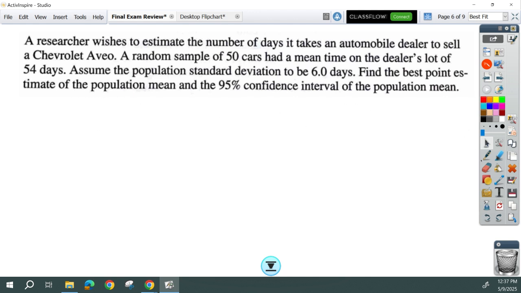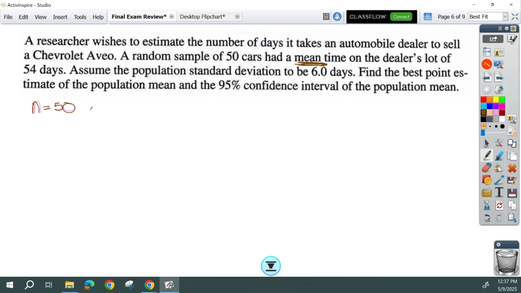I'm going to start with a confidence interval for means. And so this is the Chevy Aveo we talked about a long while ago. And we said that we had a random sample of 50 cars. So that is an N value of 50. And they had a mean and average time on a lot of 54 days.